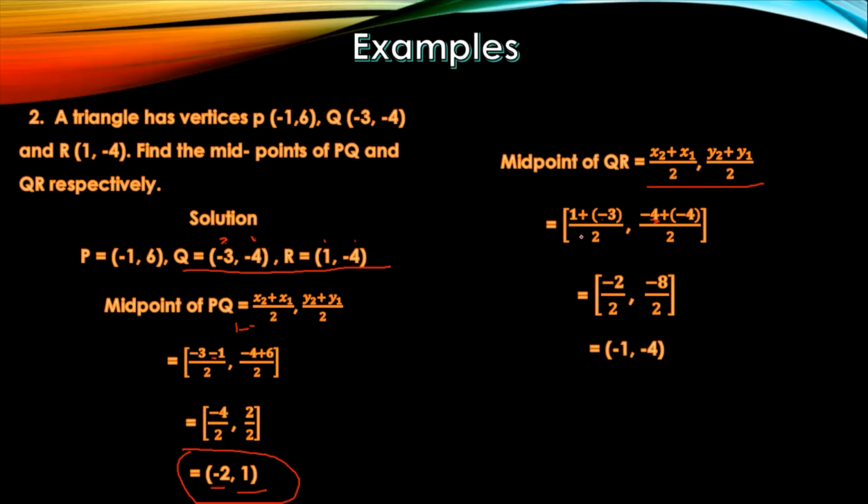So plus minus will give us 1 minus 3. And 1 minus 3 will give us -2. Plus minus here will give us -4 minus 4. -4 minus 4 will give us -8. So -2 divided by 2 will give us -1. -8 divided by 2 will give us -4. And voila, we've gotten the midpoint of line QR. Very, very simple. Okay, I believe you understand.